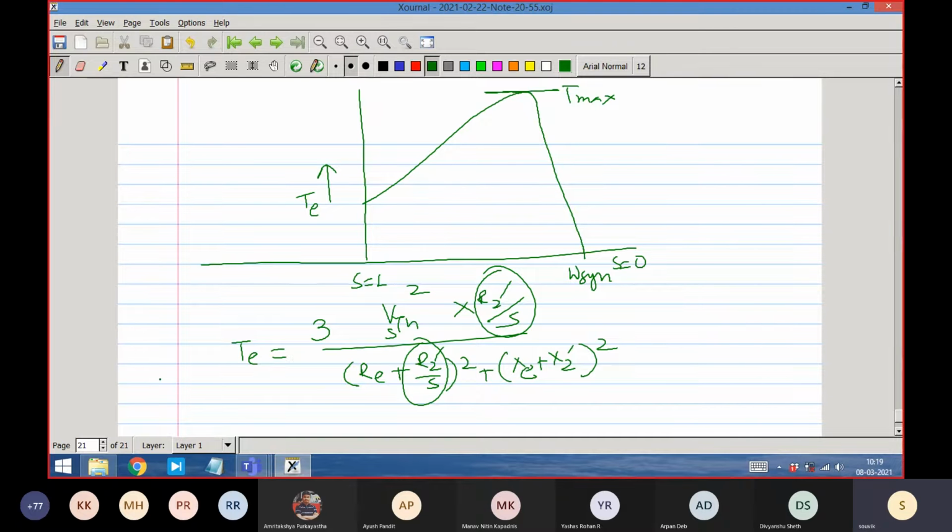In other words, for the same torque, if the resistance is, let us say, doubled, I will get the same torque at twice the slip. Look at it, torque depends on R2 dash by S. For the same value of torque, I need to have the same value of the ratio R2 dash by S.